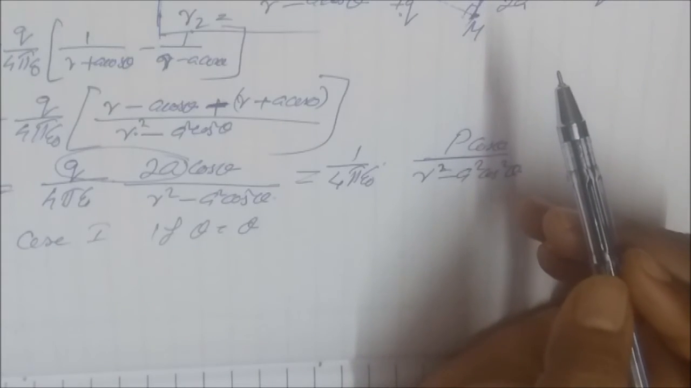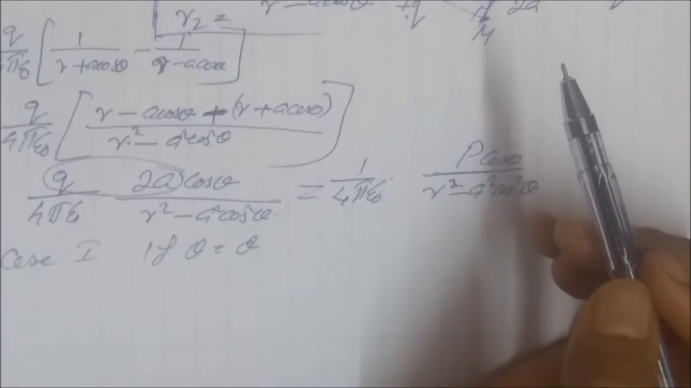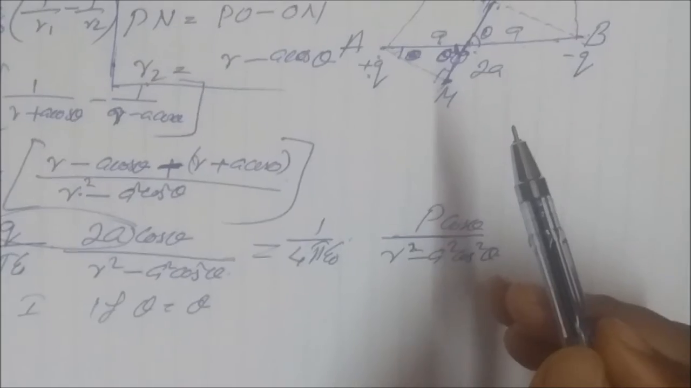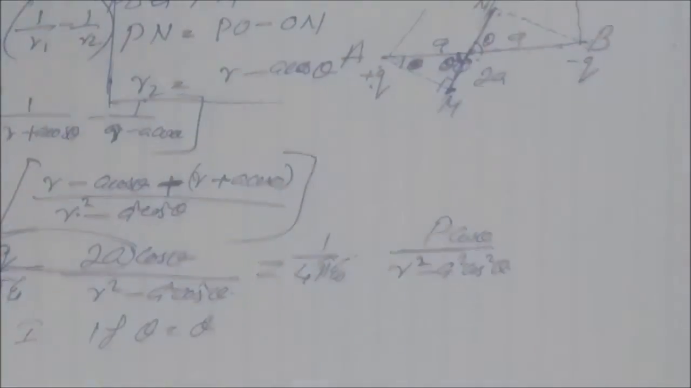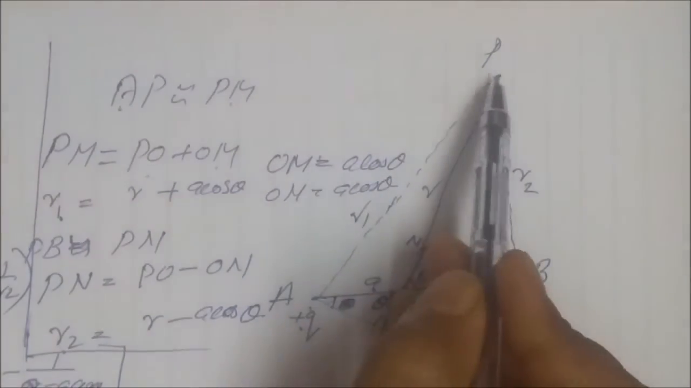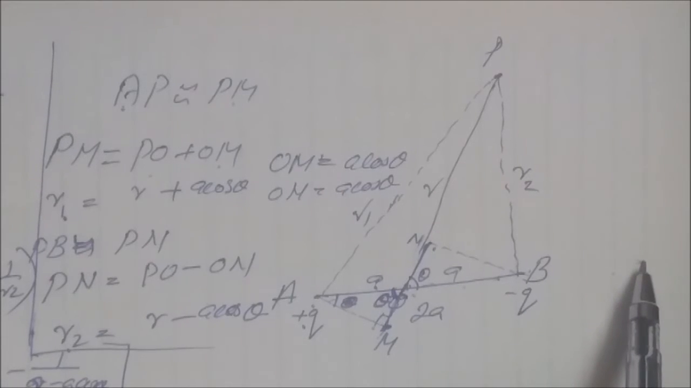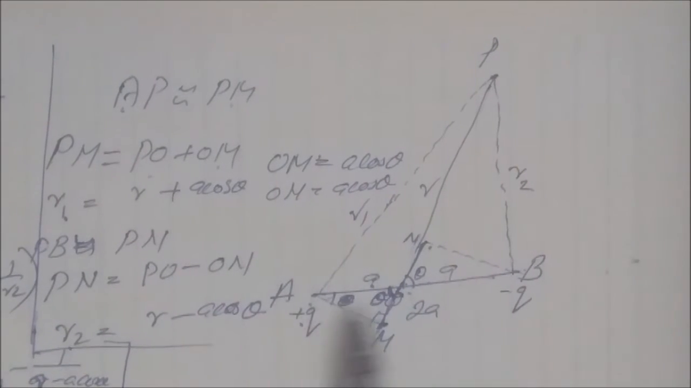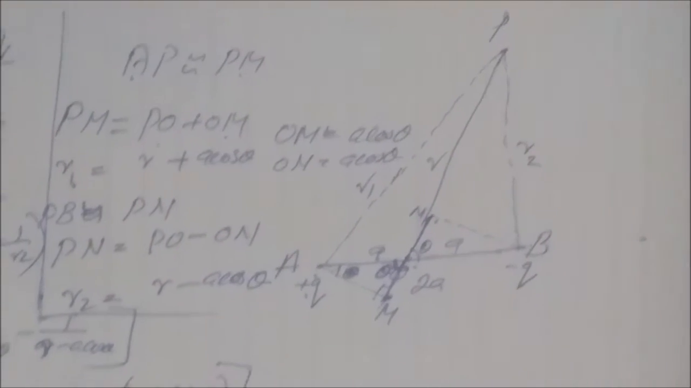So axial line means that this P is somewhere here or here on the axial line, that is, on a point collinear to the charges. So in that case, the angle is 0.